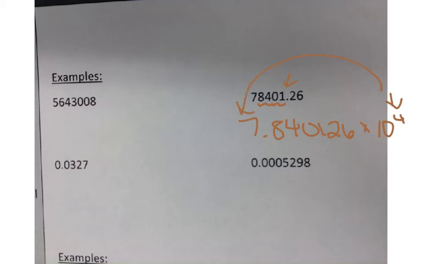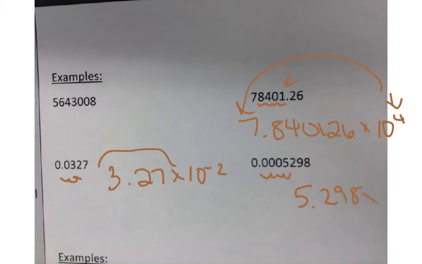Then we do the next one, which is 0.0327. So I'm going to move it in this case to the right 1, 2. So now it would be 3.27 times 10 to the, and I want to make it the number smaller than the 3.27 to make it 0.0327. So that would be a negative 2 because I moved it over twice. In this case, 1, 2, 3, 4. So it would be 5.298 times 10 to the negative 4th. That is how you convert between, that's supposed to be a negative 4. That is how you convert between standard to scientific.